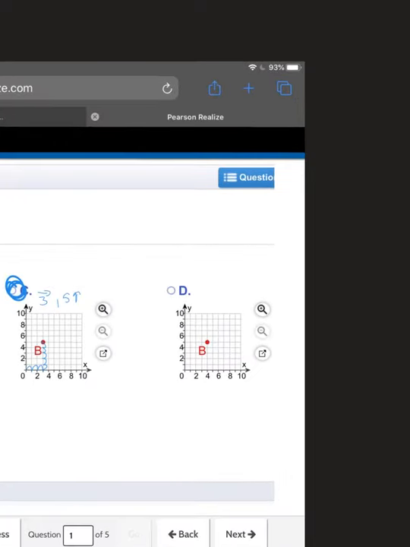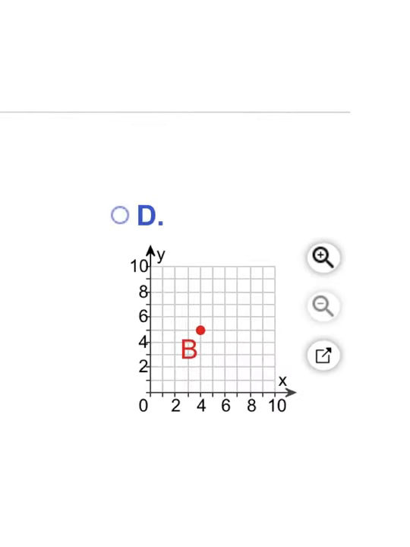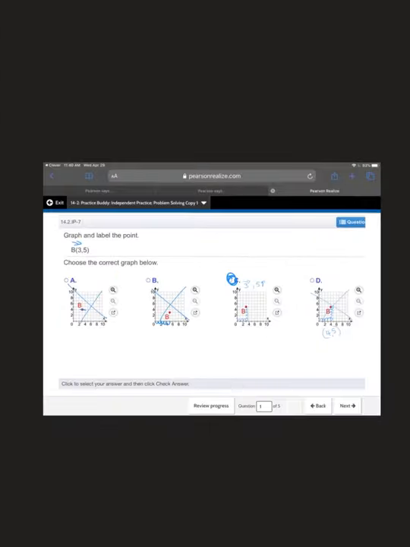And this one again is 1, 2, 3, 4, 1, 2, 3, 4, 5. So this is 4, 5. So that one doesn't work. Okay, so that's how you solve these.